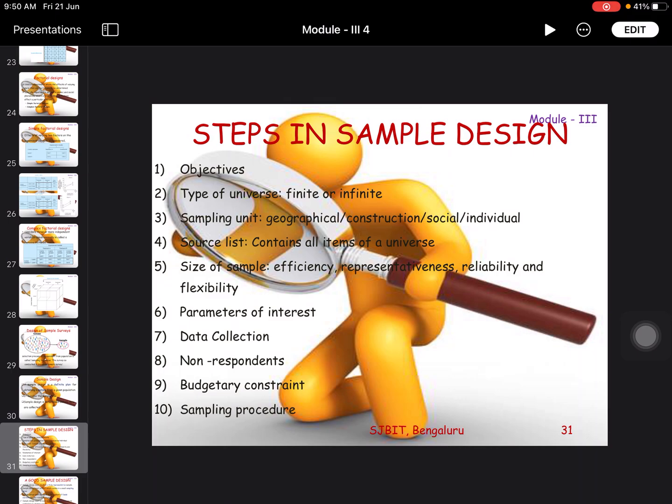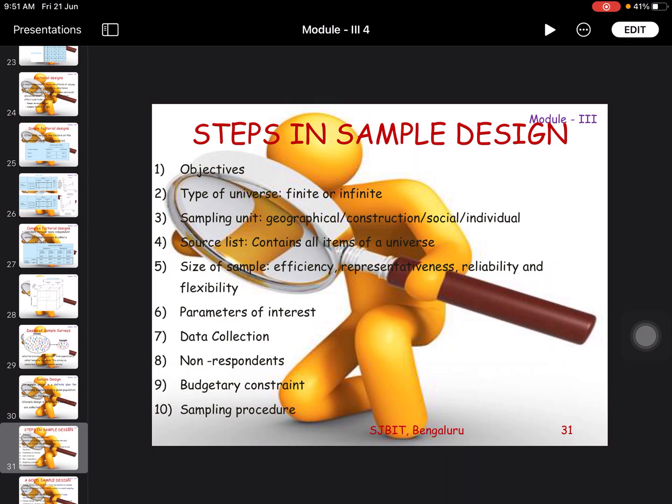So what are the steps to be taken into consideration while doing the sample design? In the sample design, the objective has to be very clearly defined, why only that particular sample has been chosen. What is the type of universe from which it has been taken, whether that universe is finite or infinite. In the largest of it, why only a certain set has been picked as a sample, what is the objective of picking that up.